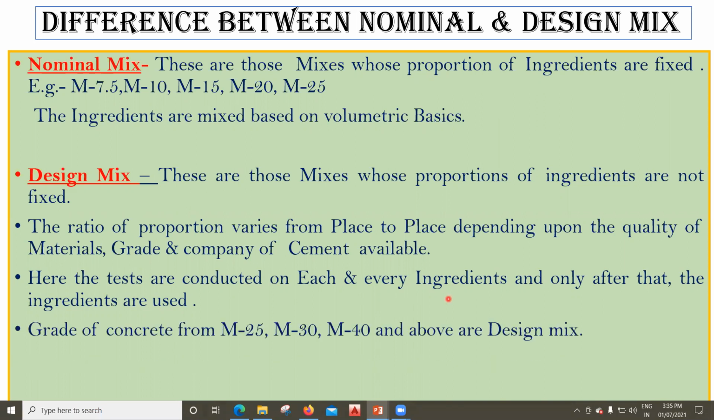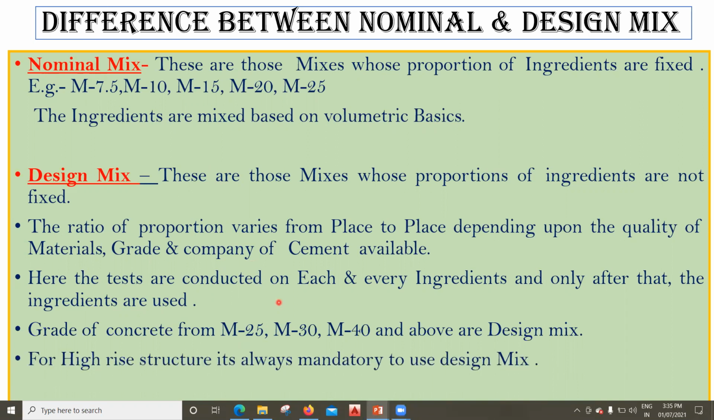The grades of concrete from M25, M30 and above are usually design mix. M25 we have a ratio. Sometimes we consider that as a nominal mix, but most of the time for M25 we go for a design mix. We don't take that 1 is to 1 is to ratio. So I put it in the design mix. And whatever is above M25, we do mix design for that.